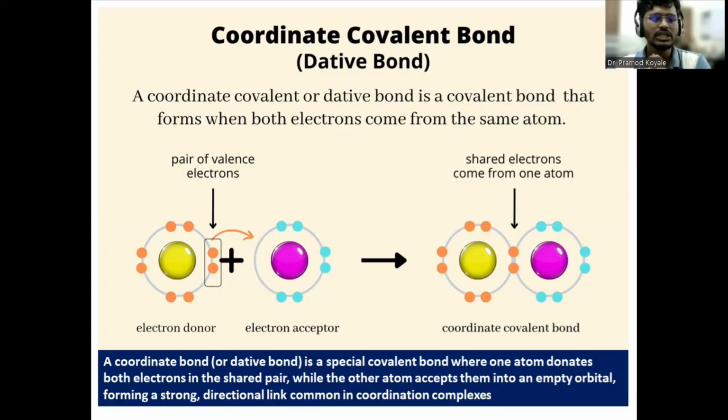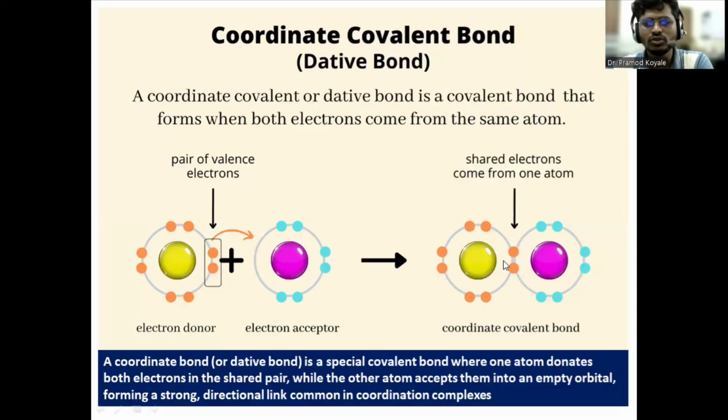In concern with the electron donor, it must possess a pair of valence electrons. That pair of valence electrons from the electron donor is supposed to transfer towards the electron acceptor. So that sharing of a pair of valence electrons from electron donor to electron acceptor is responsible for the dative bond between the electron donor and acceptor.